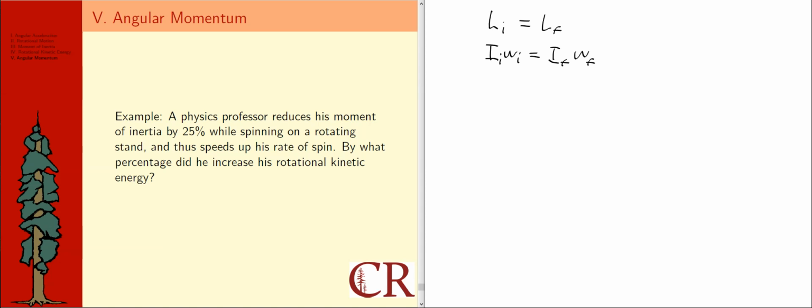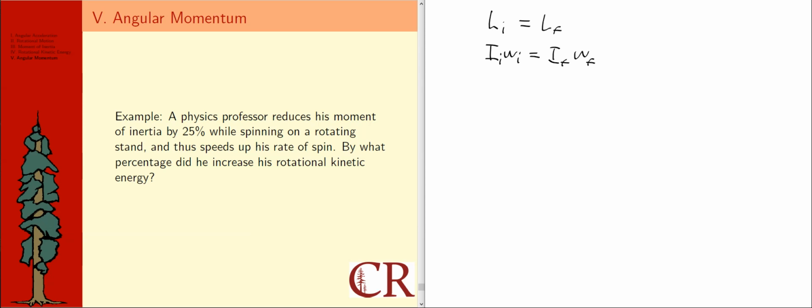And so the reduction of that moment of inertia implies an increase in rotational velocity, thus explaining why the physics professor speeds up his rate of spin. This question is a little tricky to get to, and it involves some different ratios.